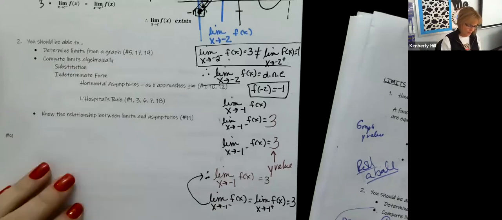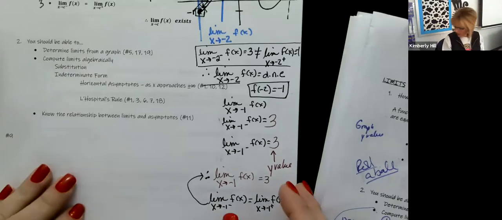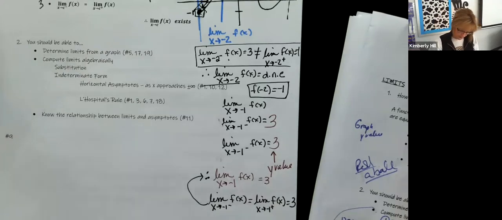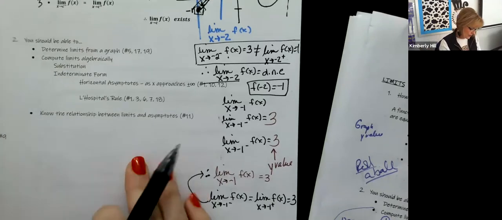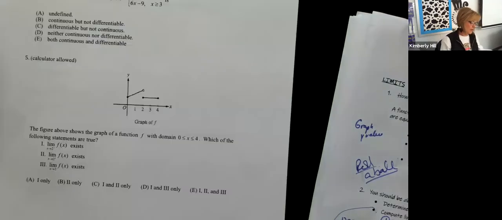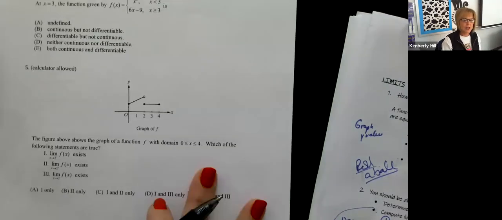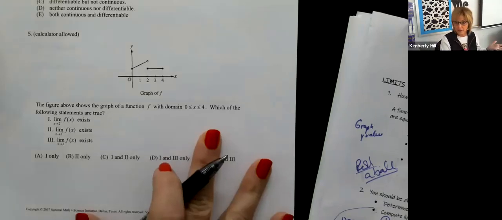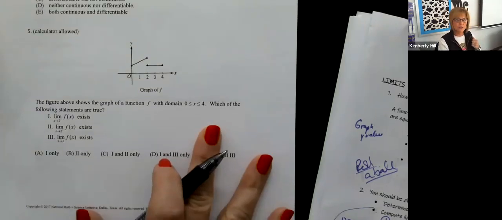So if you look in your packet, let me see which one I want to do first. Let's look, just real quickly, at number 5. So let's look at how we might see this on just a multiple choice question. And like Michael said, most of the time it's going to be asked more about continuity, and we're going to talk about that, but I just wanted to double check.